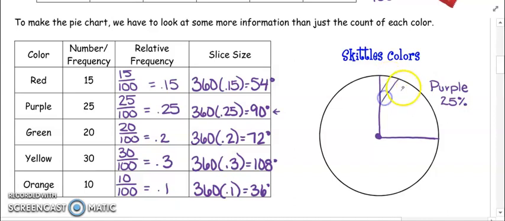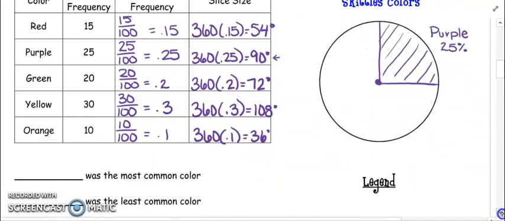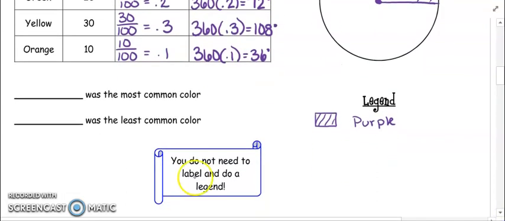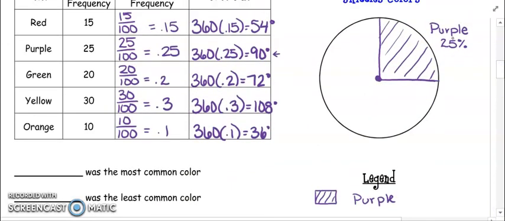Now, sometimes we see different shadings inside, and sometimes we see with our legend what each one of these is going to represent. So this was my purple. All right, one thing that I do want to let you know is you do not need a label and a legend. Okay, so I'm going to do both for this. Here's my label, here's my legend, but you don't need both of those. All right, so I took care of my 90.